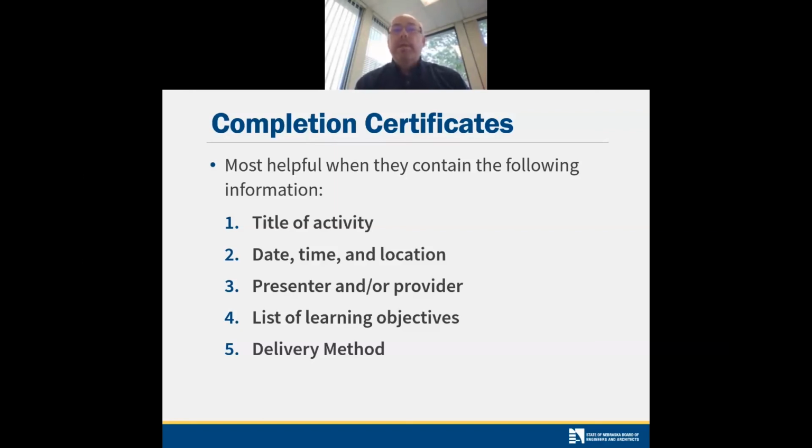Lastly is the delivery method, because that does help us determine whether it's in real time or not. And in conjunction with the provider, it helps us to determine if it's from a restricted provider or not. So again, those five things on the screen: title, date, time, and location, provider, the list of learning objectives, again the most important, and the delivery method. We would love to see those on completion certificates.